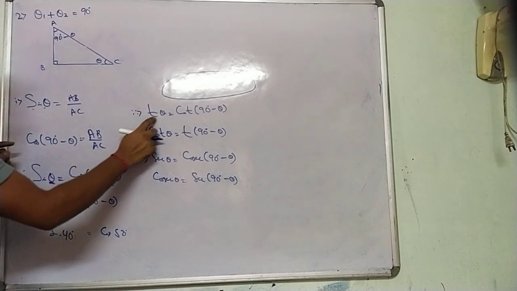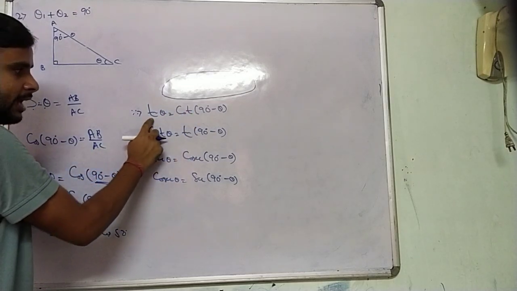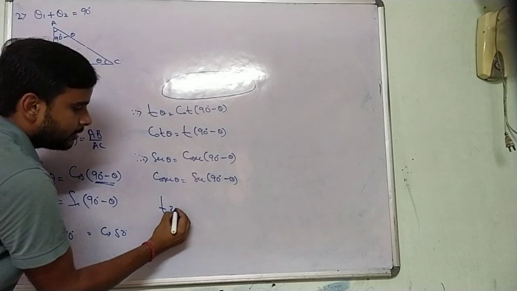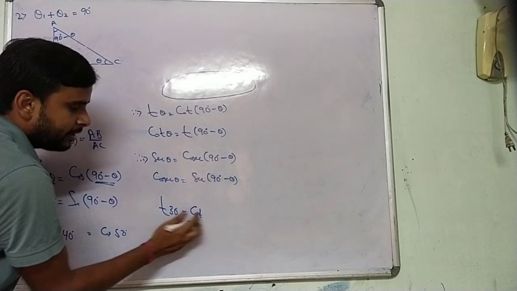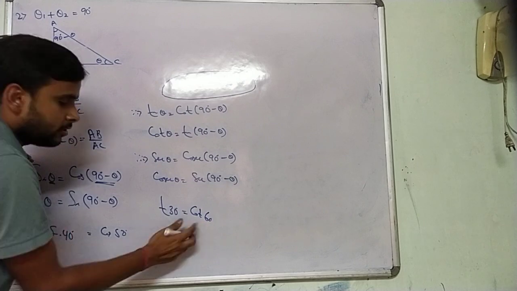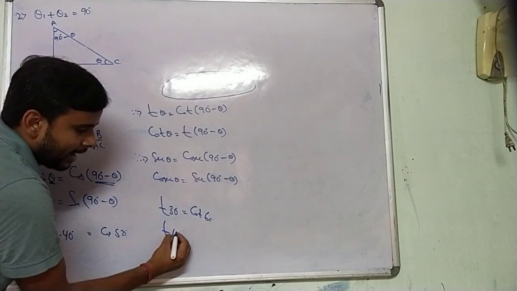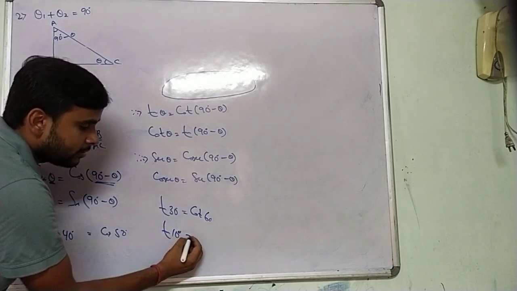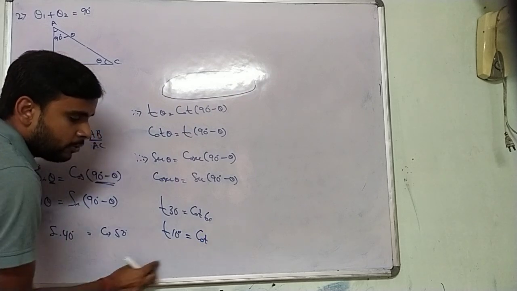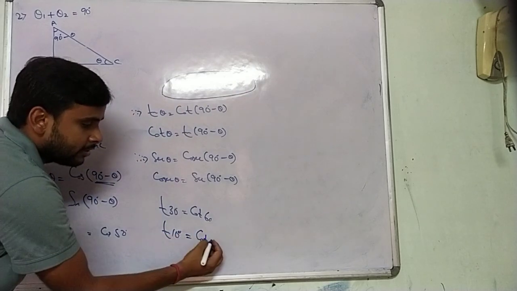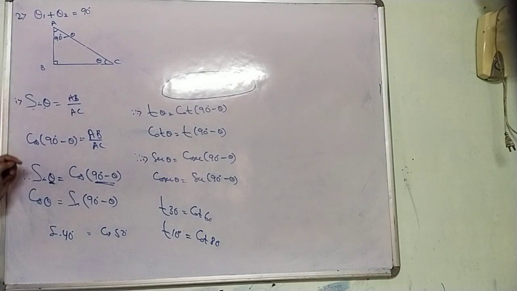Similarly for tan theta and cot theta, we find that tan theta, that is tan 30, and cot of, what is complementary of 30? 60. Both will be same. Like suppose if I take tan 10 degree, tell me it is equal to cot of how much? What is complementary of 10 degree? It is 80 degree. This is clear everyone?